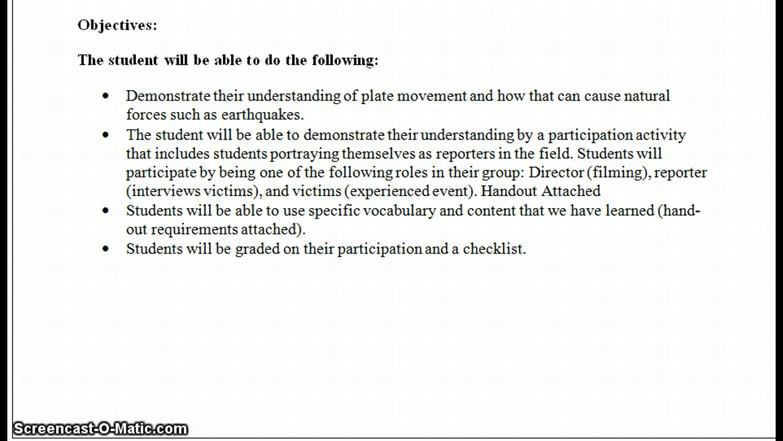Students will participate in one of the following roles in their group. There will be a director, a reporter who is responsible for interviewing victims, and victims, which are individuals who have experienced the event. Students will be able to use specific vocabulary and content that we have learned. Provided in the wiki are resources and also a PowerPoint that we had covered in class. Students will be graded on their participation and a checklist that is also included on the wiki.